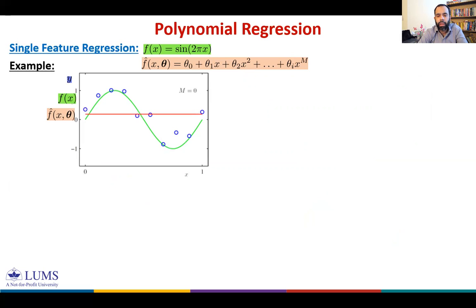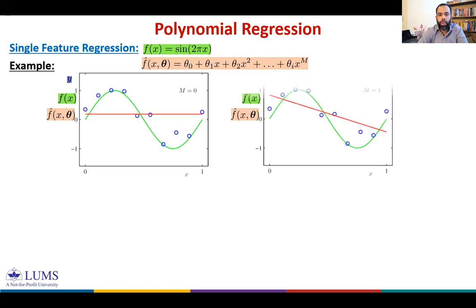In fact, it is an average of these 10 data points. And the average would be slightly above 0 if you take these blue points. So it's a poor model, right? Because you're only using DC bias to model something nonlinear.